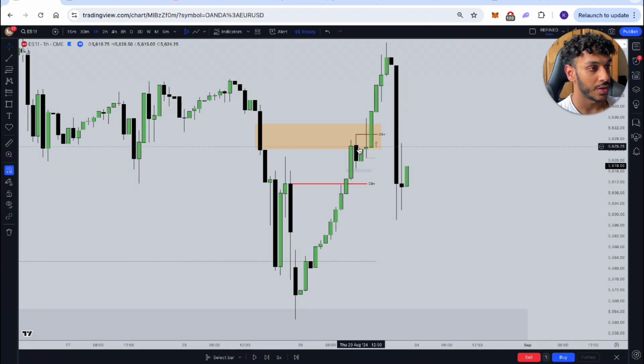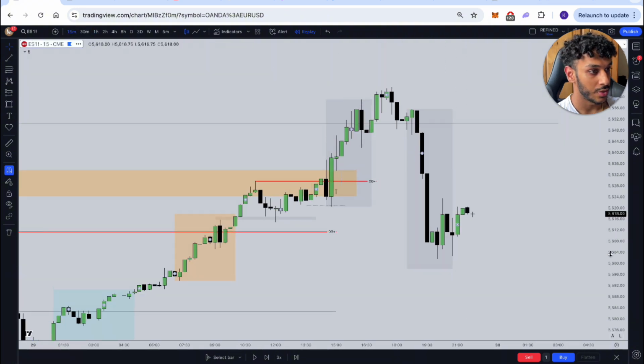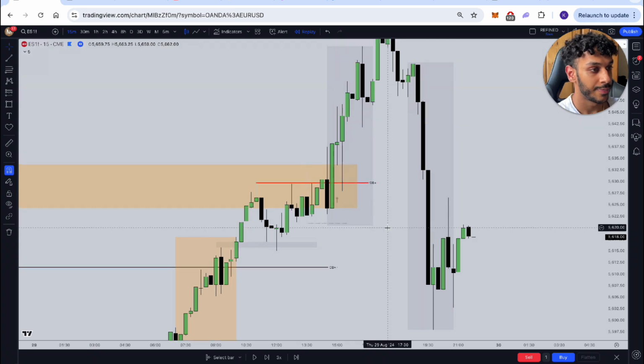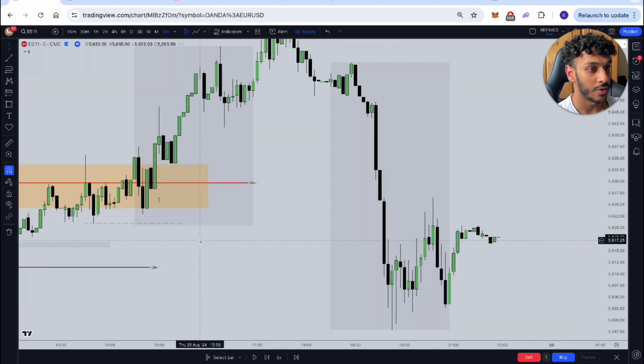So in this case, once this got closed through, essentially what I wanted to see this following hour do was retrace back into this inversion gap / order block combo, and then run to a clear draw on liquidity. And you can see even on the 15-minute, we have a nice 15-minute order block here too. If we go down to the 5-minute, that's where I entered.